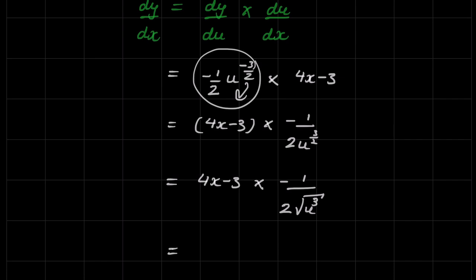So the next step here is going to be 4x minus 3 times negative 1 here. So that's just going to give us a minus (4x minus 3), and all of that is going to be over what is already on the bottom there, 2u cubed, and square root of all of that.